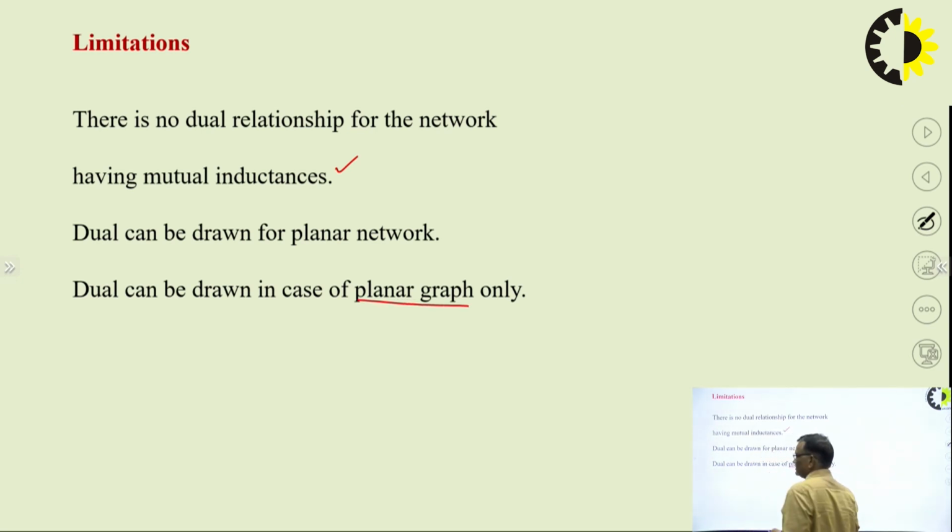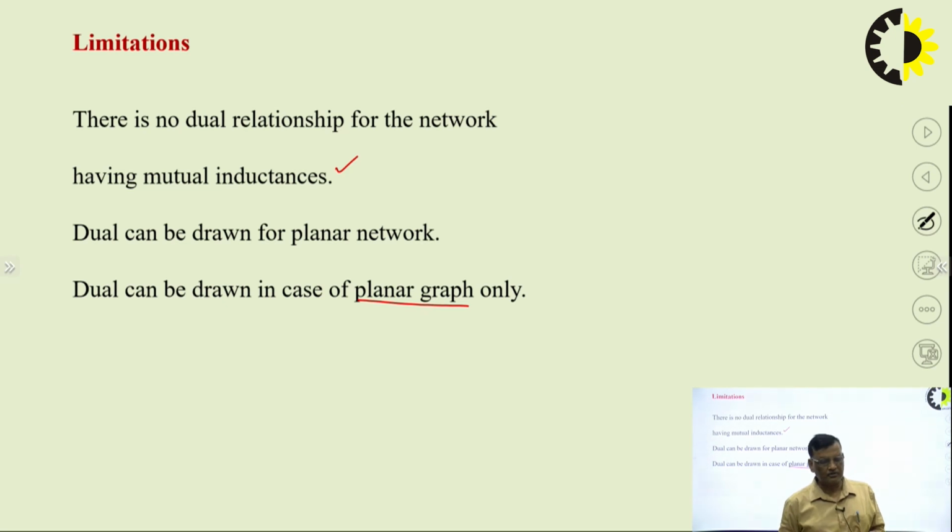So what is the definition of a planar graph? A graph is said to be planar if you can draw it on a sheet of paper in such a way that no two branches cross each other. If there is crossing of the branches, then that graph is non-planar. So these are some limitations of duality. We cannot draw the dual of a network having mutual inductances. The network must be planar and the graph must be a planar graph. So this is all about duality.